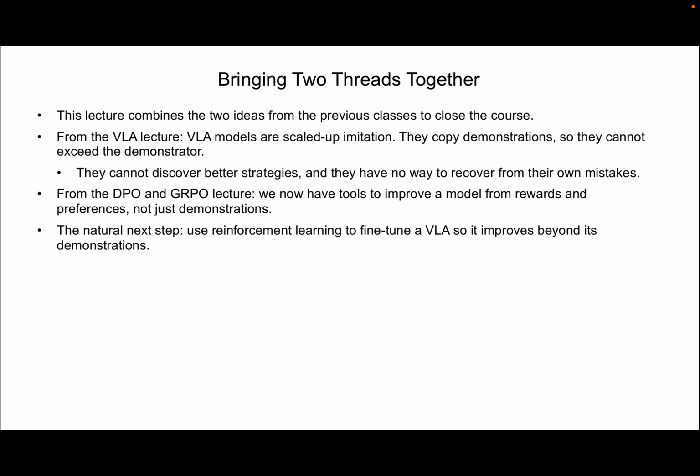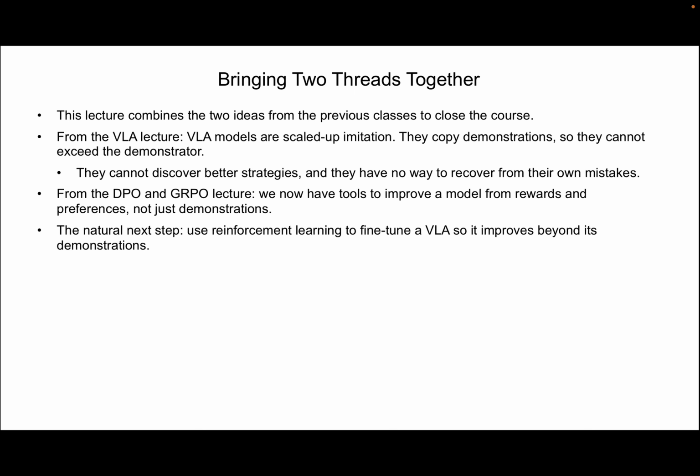And so from the VLA lecture, VLA models are scaled-up imitation. They copy demonstrations, so they cannot exceed the demonstrator. As I said, with a huge amount of pre-training and teleoperation data, we just train VLA models with behavior cloning, just simple supervised training. But the drawback is that they cannot discover better strategies, and they have no way to recover from their own mistakes. That is the limitation of VLA models.